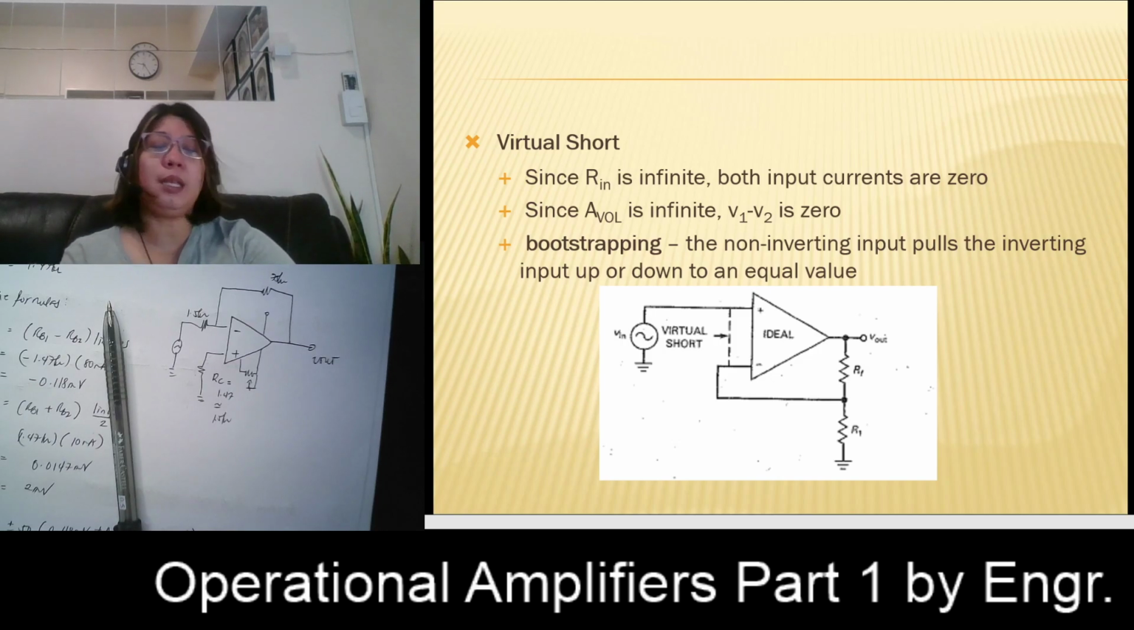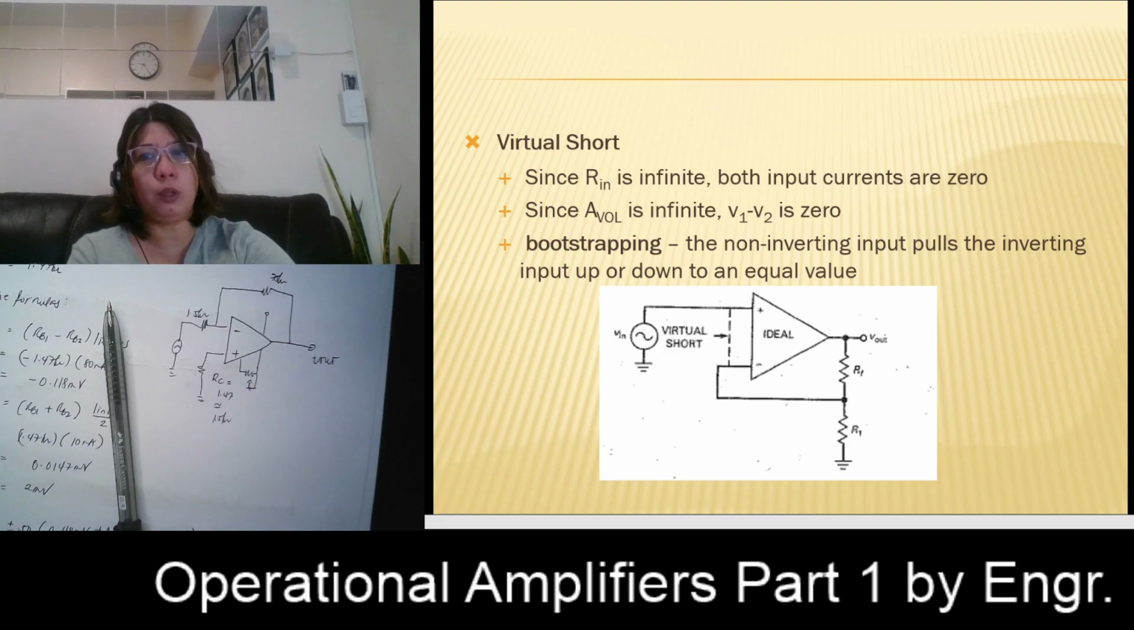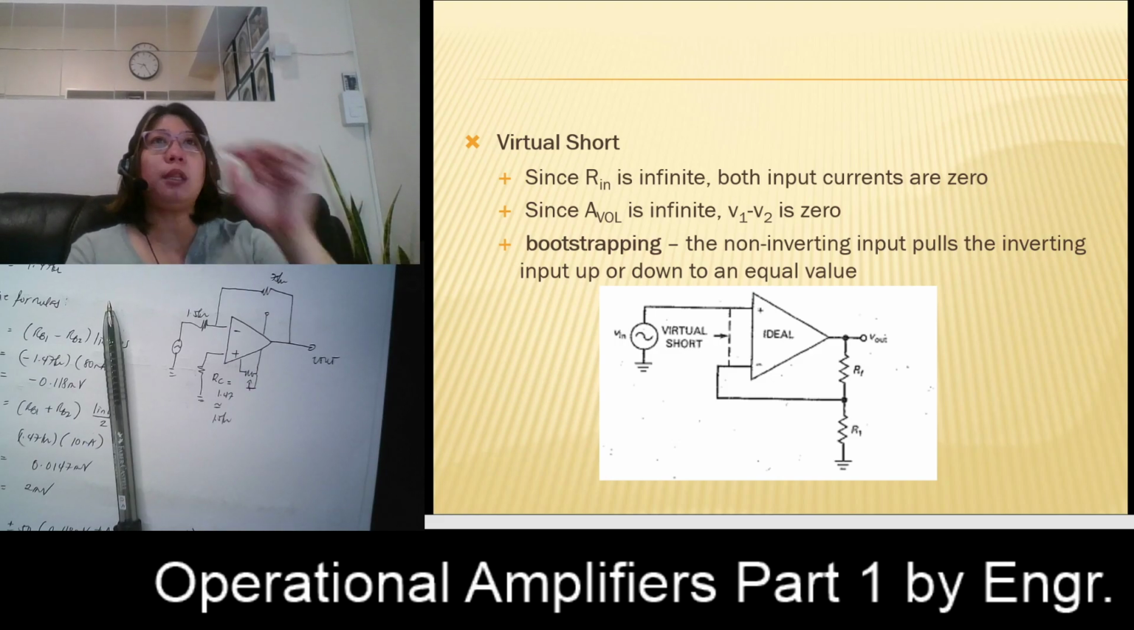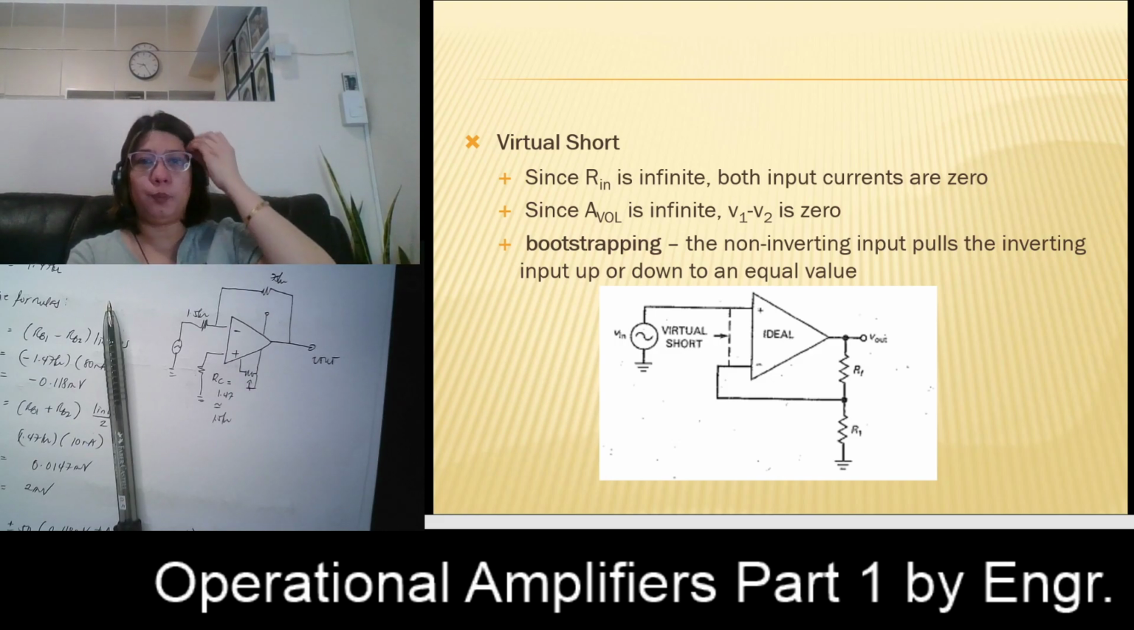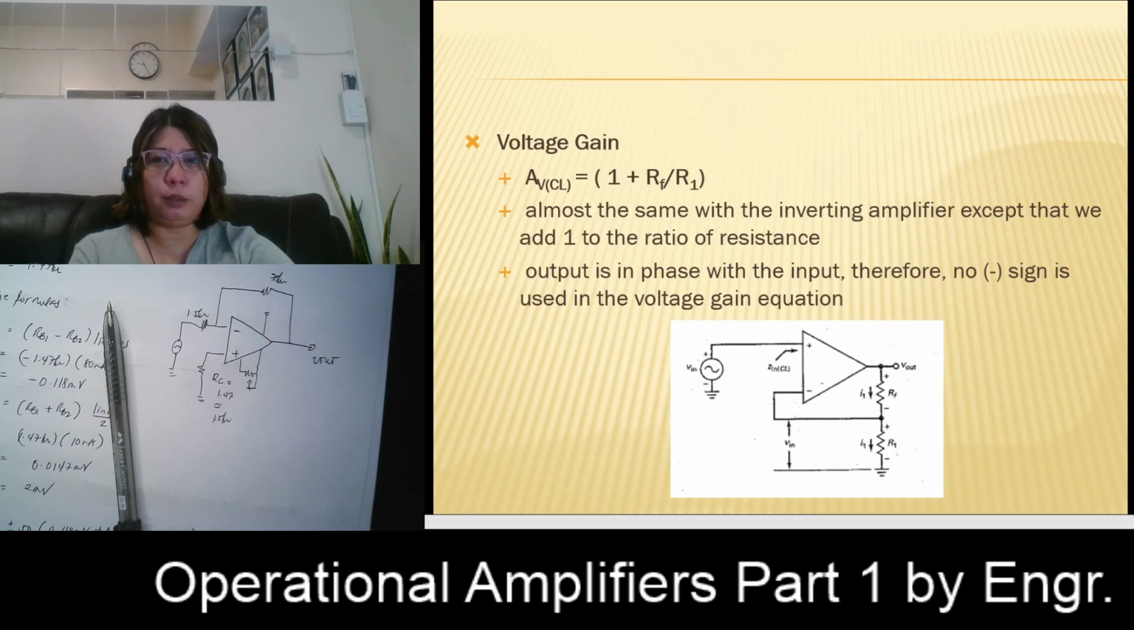If this decreases, the feedback here will also decrease by the same amount as our input. That is what we call bootstrapping. So the non-inverting input pulls the inverting input up or down to an equal value so that when we subtract them, V1 minus V2, the answer is always equivalent to 0. So that is our virtual short here.